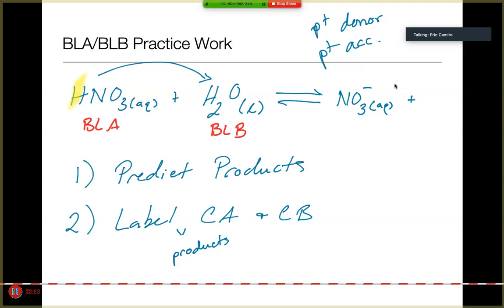Yeah. So you're good. So based on that then, and this is the weird one, what do you think the second product's going to be? How do you think I would write that? Would it be H3O? Yep. But then, couldn't you dissociate that? And actually it won't. You want to keep it as H3O.